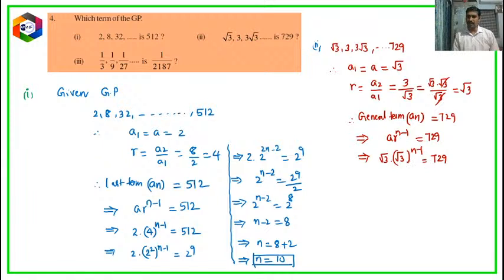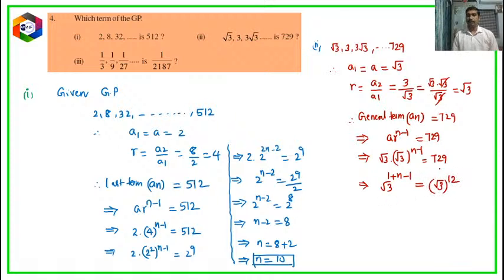Then if you are going to express it as root 3 power: 3 power 4 is 81, 81 times 3 is 243, and 243 times 3 is 729. So 3 power 6 means it is root 3 power 12. Why? Because root 3 into root 3 is 3. So as a base root 3 I am writing root 3 power, a power m into a power n is a power m plus n, so 1 plus n minus 1 is equal to root 3 power 12 directly.